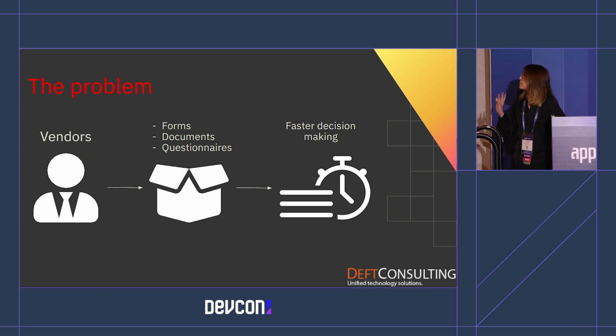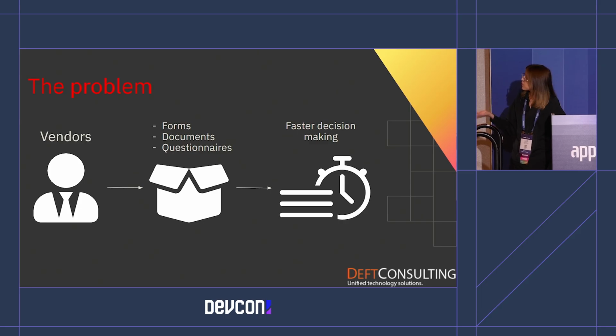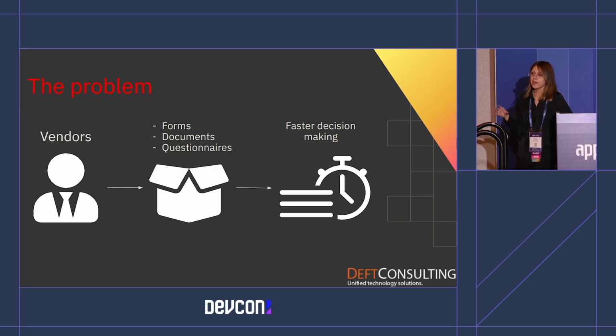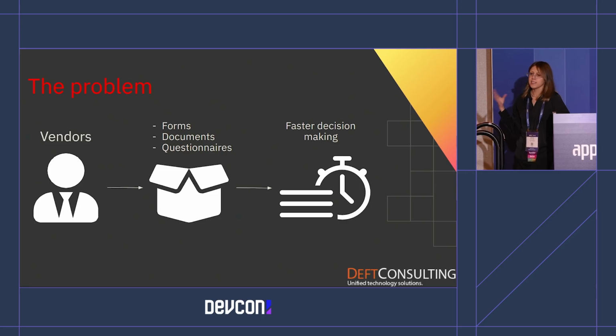So, with all of this in mind, let's look at our problem. In my example, we have a vendor management application in which vendors will provide information in the form of forms through the application. It can be documents, but here we're going to focus on the questionnaires that they reply as part of the process in this application. And where we want to get to is faster decision making.